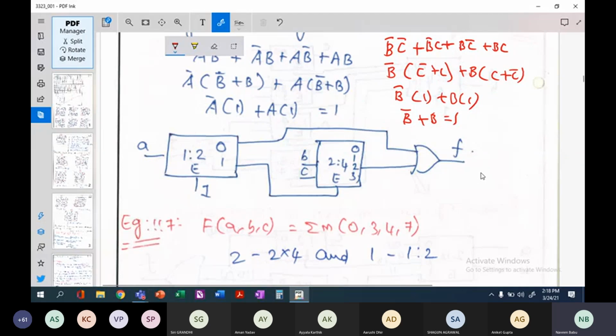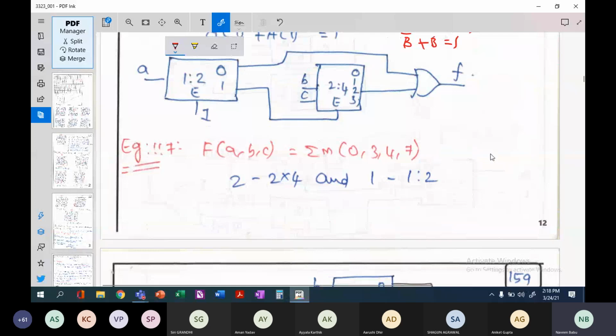So you can again save one 2 cross 4 decoder by just directly connecting the 0 to your output. Right? So this is one way of implementing. Any doubts here? Okay, let's move on with another example.